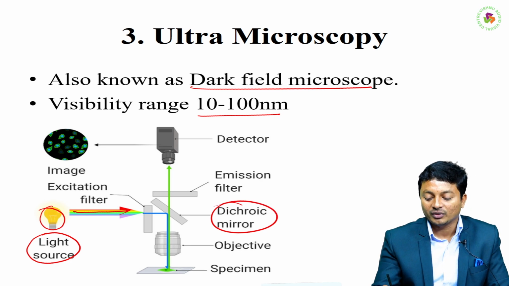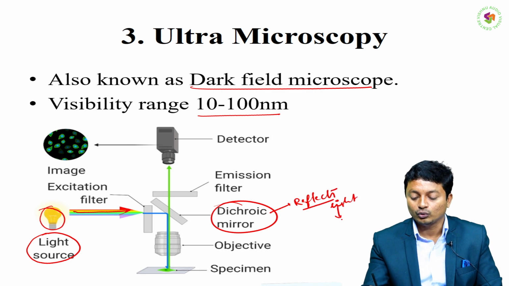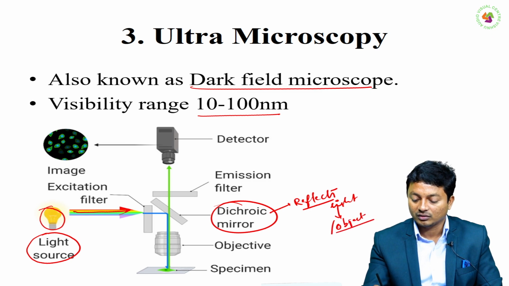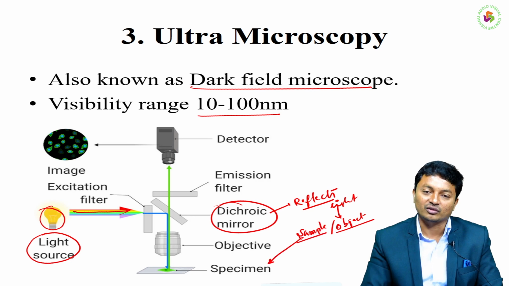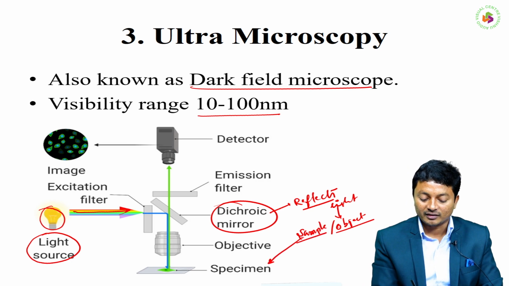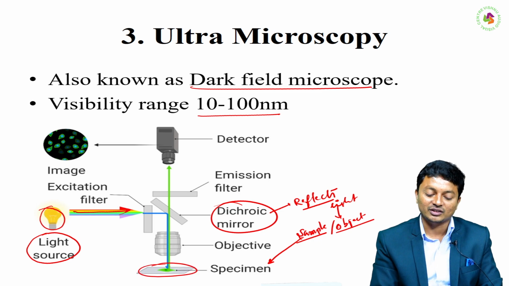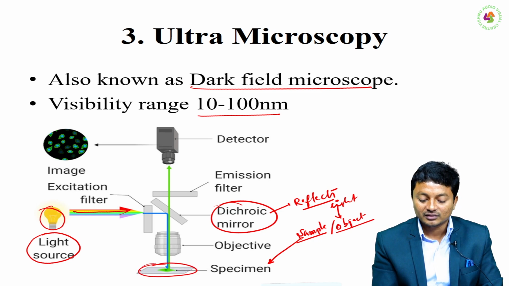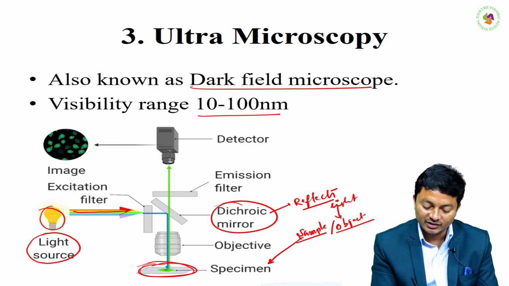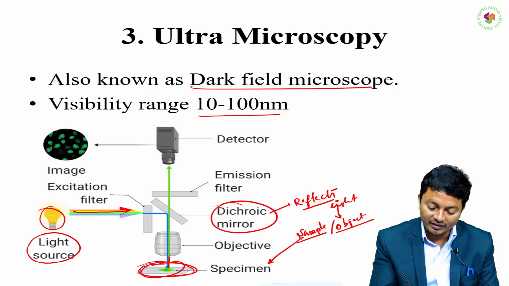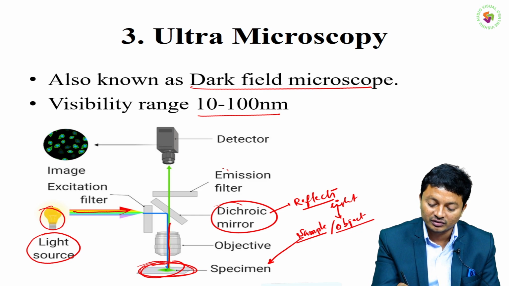So this dichroic mirror will reflect the light towards the object, also known as the sample, and this sample will be placed on the surface of the specimen. When this specimen receives the light, the object will be visible. From this specimen, the light again reflects towards the emission filter.